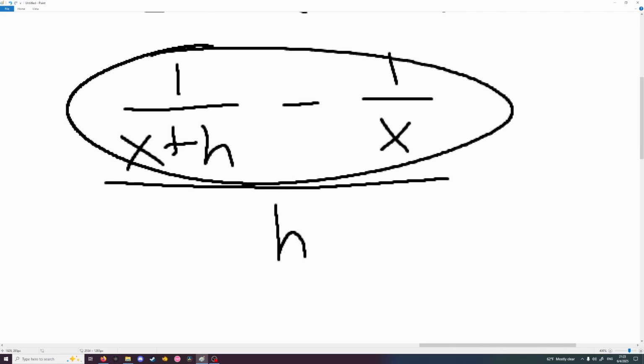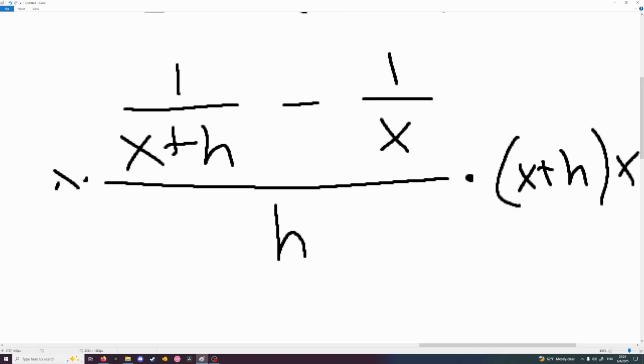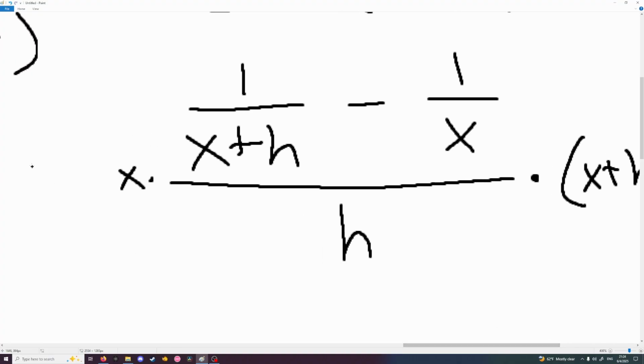We are subtracting these two fractions, and so we need the same denominator, which they don't have. This one doesn't have a plus h, so we need that. So the way I'm going to do this is I'm just going to multiply both sides by x plus h and x.